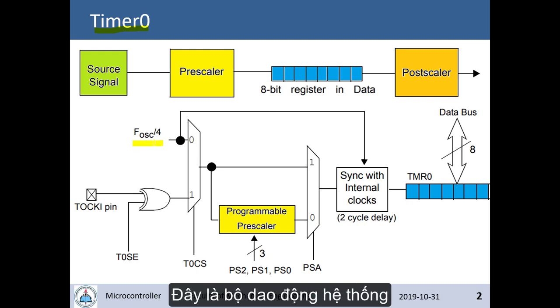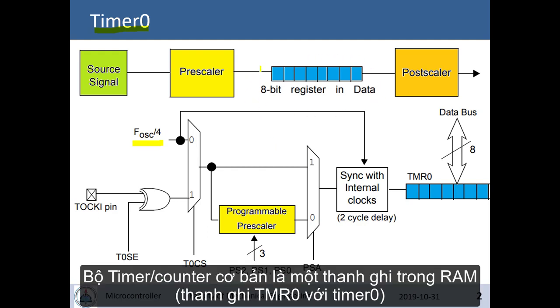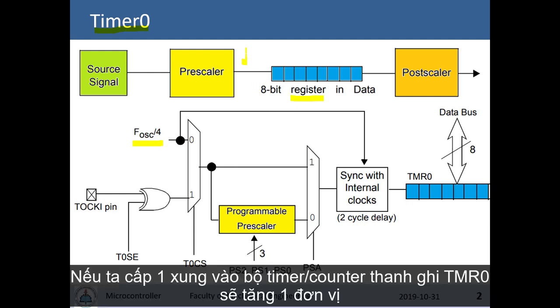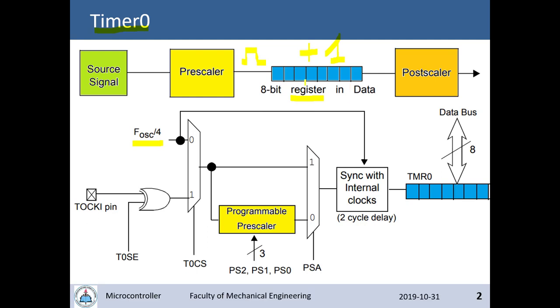This is the oscillator. The system oscillator is divided by 4. The timer or counter is basically a register in RAM. So we have a pulse. We submit a pulse to the register here, and it will increase by 1, to the timer or counter register value.